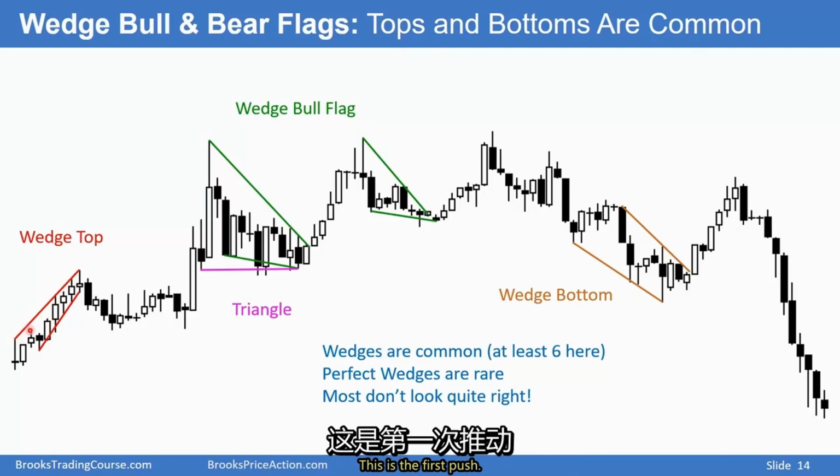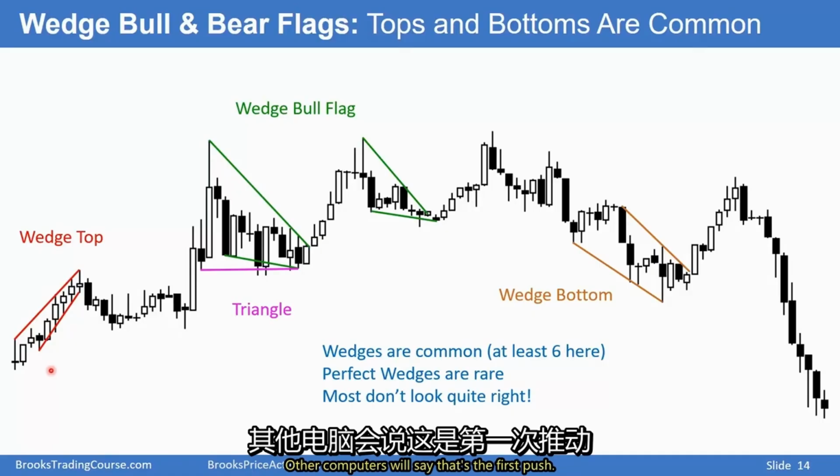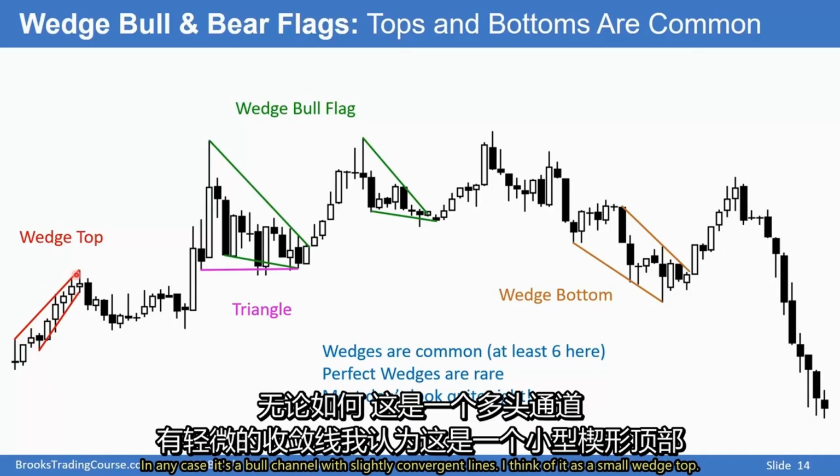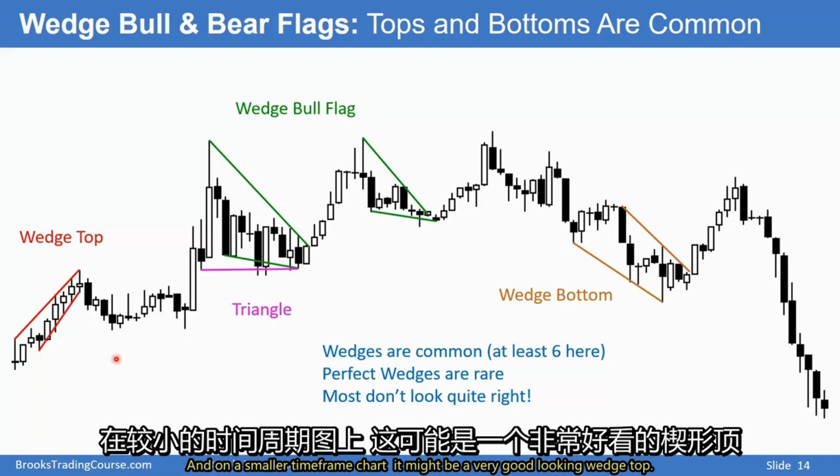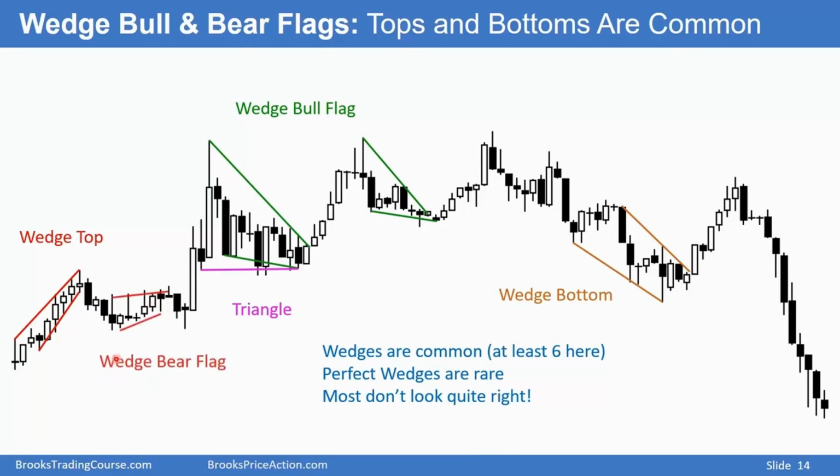This is the first push. Other computers will say that's the first push. In any case, it's a bull channel with slightly convergent lines. I think of it as a small wedge top. And on a smaller time frame chart, it might be a very good looking wedge top.